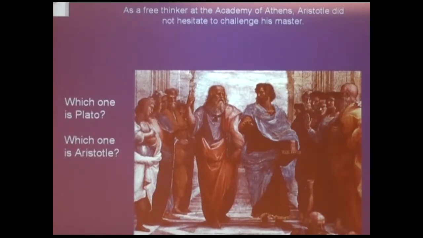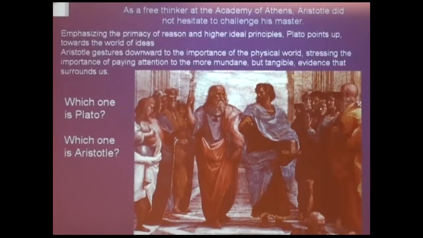Good. But look at the ideas. What has Raphael painted about Plato that tells you that he's Plato? He's pointing up, right? Why is he pointing up? He's emphasizing ideals, like his master. And this guy, Aristotle, is pointing down. So Plato emphasizes the importance of reason and higher ideal principles, whereas Aristotle gestures downwards to the importance of the physical world, stressing that it's important to pay attention to the tangible evidence around us.